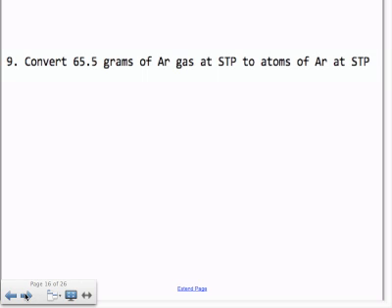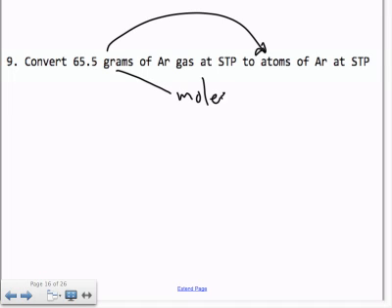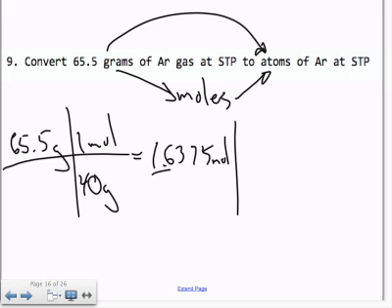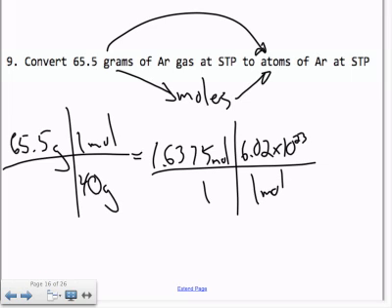Convert 65.5 grams of argon to atoms. Okay, so this is the reverse of the last problem, but we don't have moles, so we need to go to moles in between. That's our middle step. So 65.5 grams of argon, 1 mole of argon, if you look it up on the periodic table, has a mass of 40. So 65.5 divided by 40 is 1.6375 moles. And I'm rounding a little differently here. I'm not going to round till the end. All right, and then we go from moles to atoms by multiplying times 6.02 times 10 to the 23rd atoms per 1 mole. Multiply that out, and you get 9.86 times 10 to the 23rd atoms.